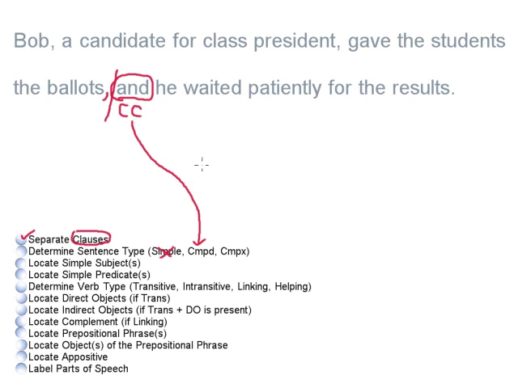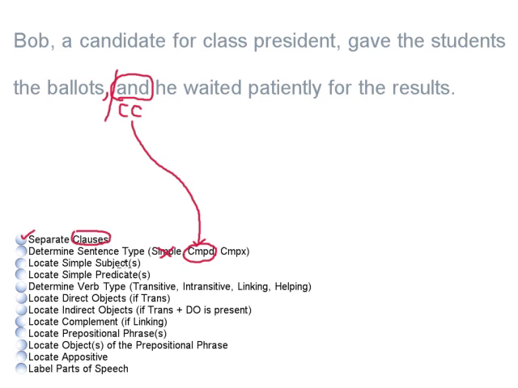Ask yourself, Bob, a candidate for class president, gave the students the ballots. If that sentence ended right there, could that make sense on its own? Yes, it could. It's a complete thought. He waited patiently for the results. That makes sense on its own too. These are two independent clauses combined with this coordinating conjunction. This is a compound sentence.